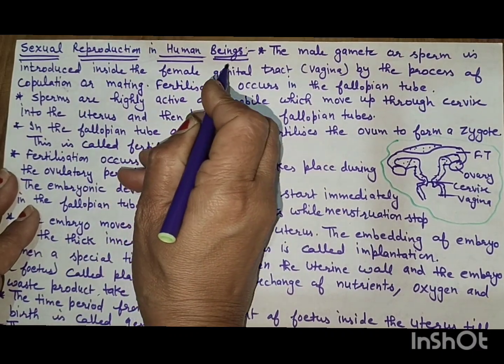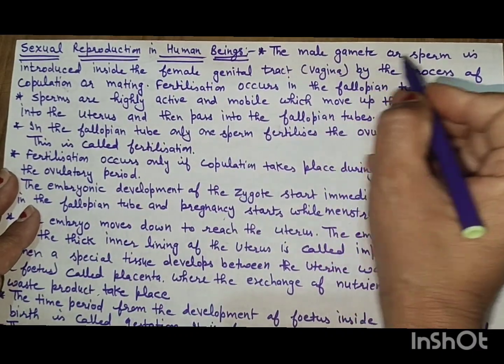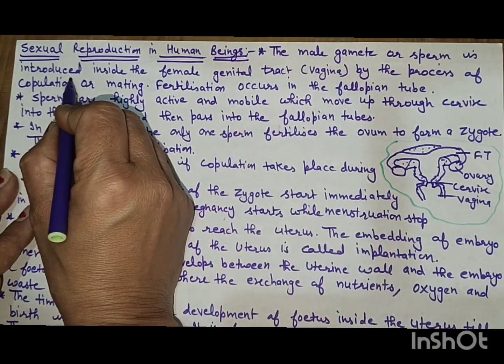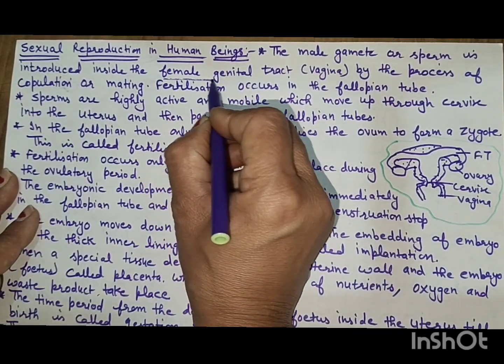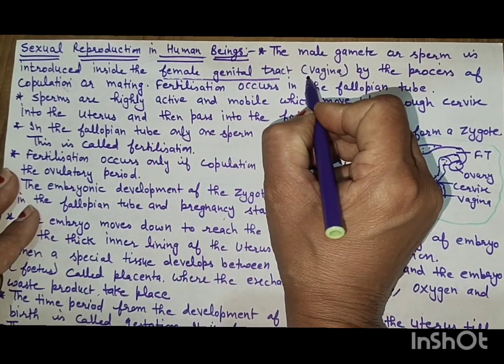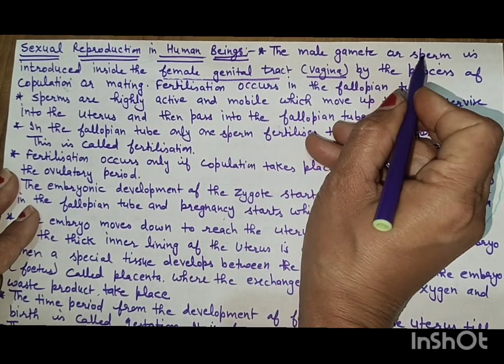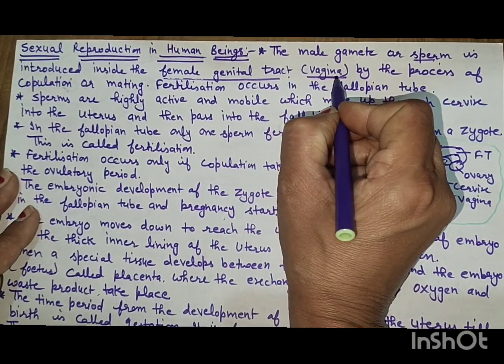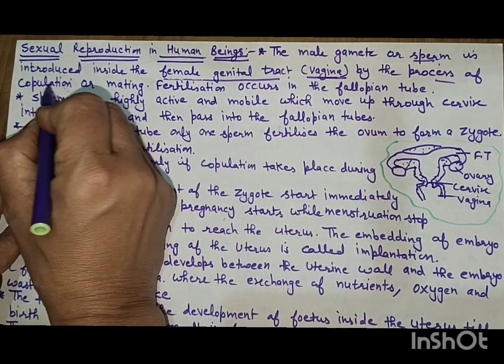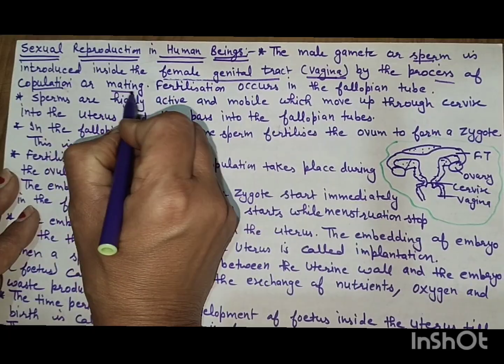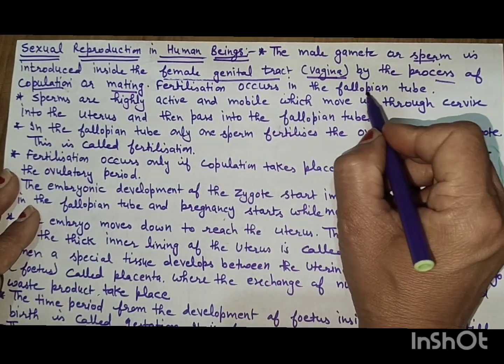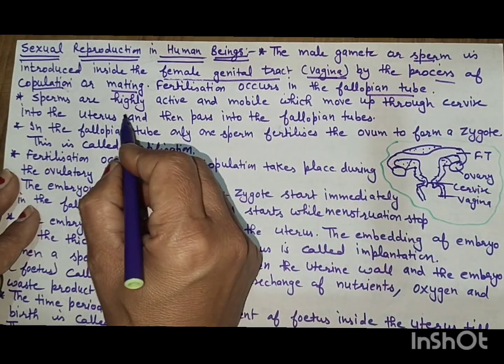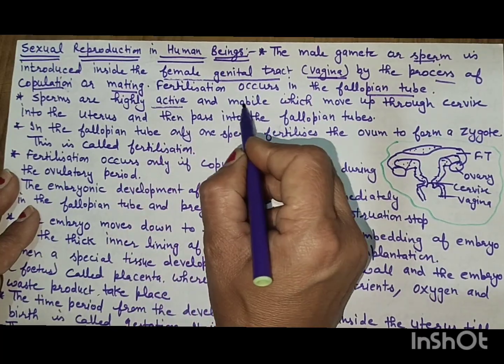Sexual reproduction in human beings. The male gamete or sperm is introduced into the female genital tract, that is the vagina, by the process of copulation or mating. Fertilization occurs in the fallopian tube. Sperms are highly active and mobile.